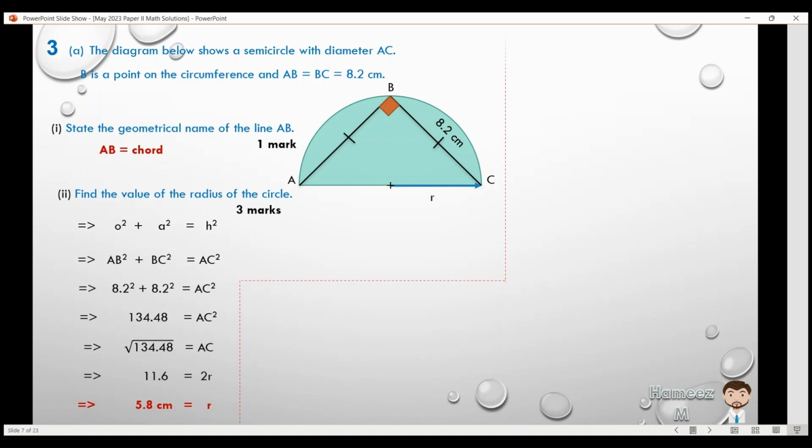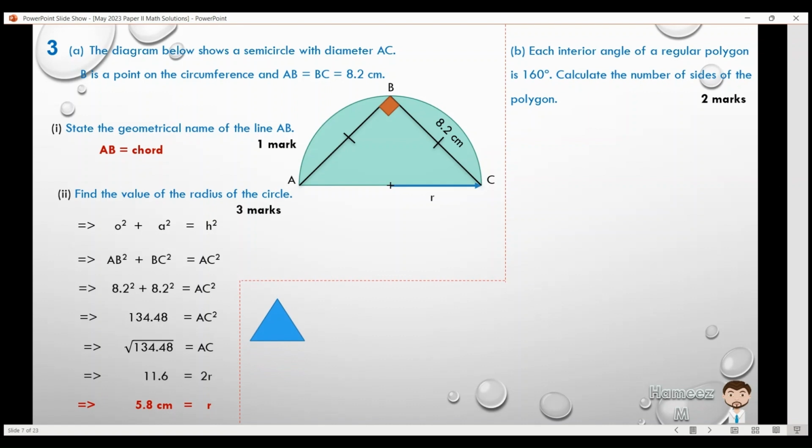Let's now go on to the next part. Each interior angle of a regular polygon is 160 degrees. Calculate the number of sides of the polygon. So let's just recall how the formula came up. If we consider we have a triangle, how many sides does the triangle have? Well, n, the number of sides, is 3. And that means there's one triangle in there. So that means the total internal angle is 180 degrees. So we have 3 angles in there adding up to 180.